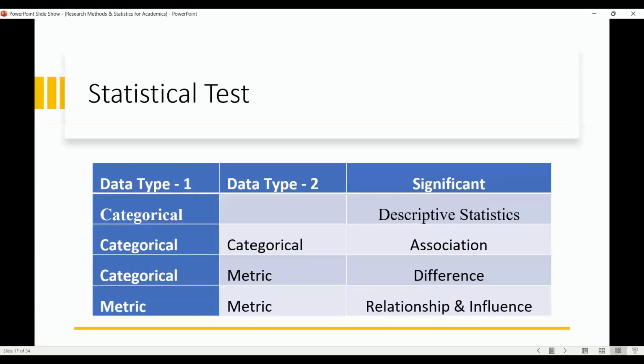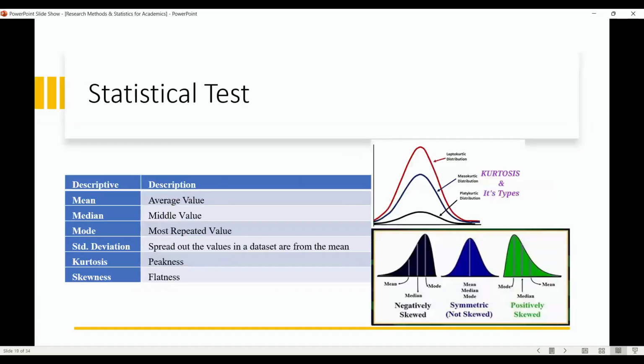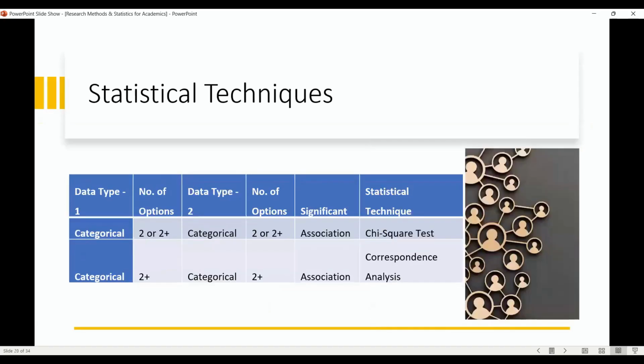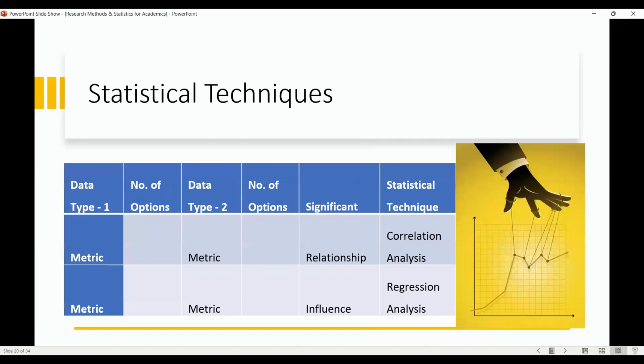Say, for example, if you are going to do univariate analysis, that is only using one data, if it is categorical, go for percentage analysis. If it is metric, go for descriptive statistics. But if you're going to consider 2 data, and both are categorical in nature, go for a significant association test. For this, you can do either chi-square statistics or correspondence analysis. And if both the data are metric, then you have to go for a significant relationship test using correlation analysis. And if there is a significant relationship, you can go for a significant influence test using regression analysis.